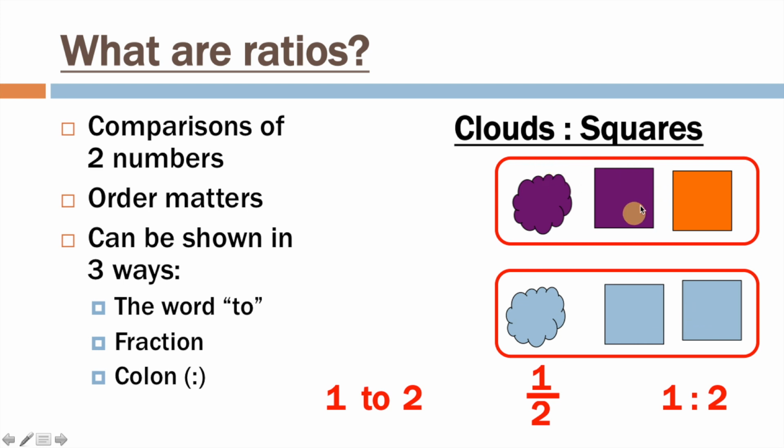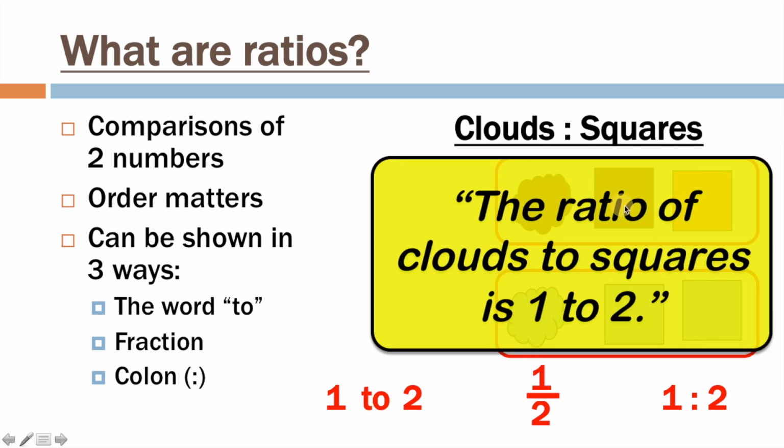So in this group here, the ratio of clouds to squares is 1 to 2. And in this group, we've got the same thing. The ratio of clouds to squares is 1 to 2, because you've got 1 cloud for every 2 squares. And again, even though we have it written 3 different ways, we will still read it the first way we wrote it, which is using the word "to." So we would say the ratio of clouds to squares is 1 to 2.